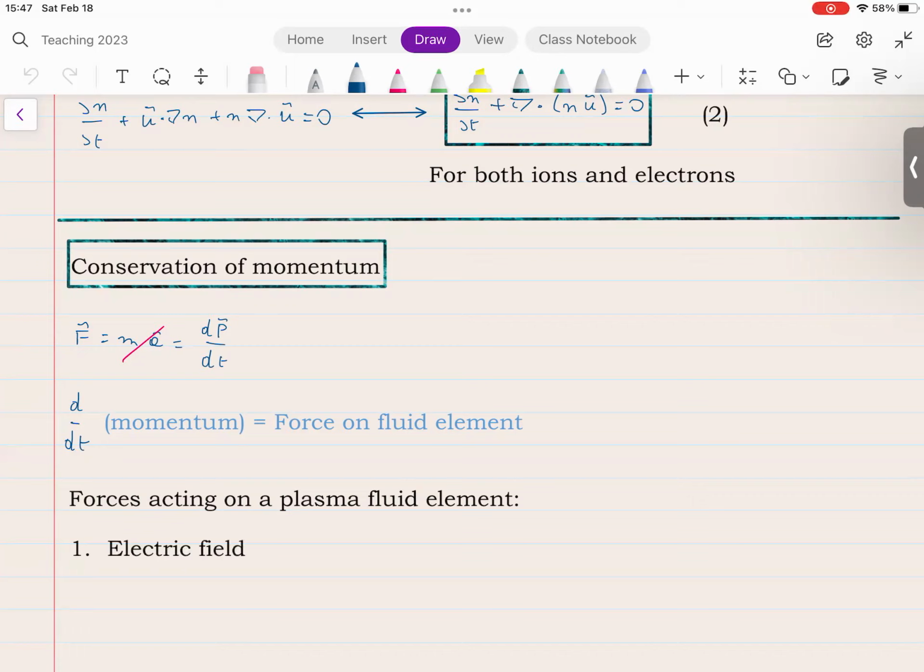I'm going to have to figure out what that is, but if there is an electric field, we know electric fields cause forces. Let's figure that out. Then I'm going to have forces due to the magnetic field. Again, I'll have to figure out what that is. We'll do it, of course. I'm going to have forces due to pressure, in particular pressure gradients.